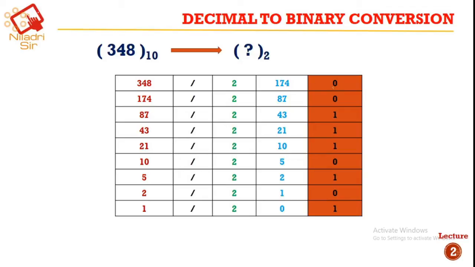So the remainder is 0 and the quotient comes to 174. Again we will divide 174 by 2, and the quotient will be 87 and the remainder is 0.